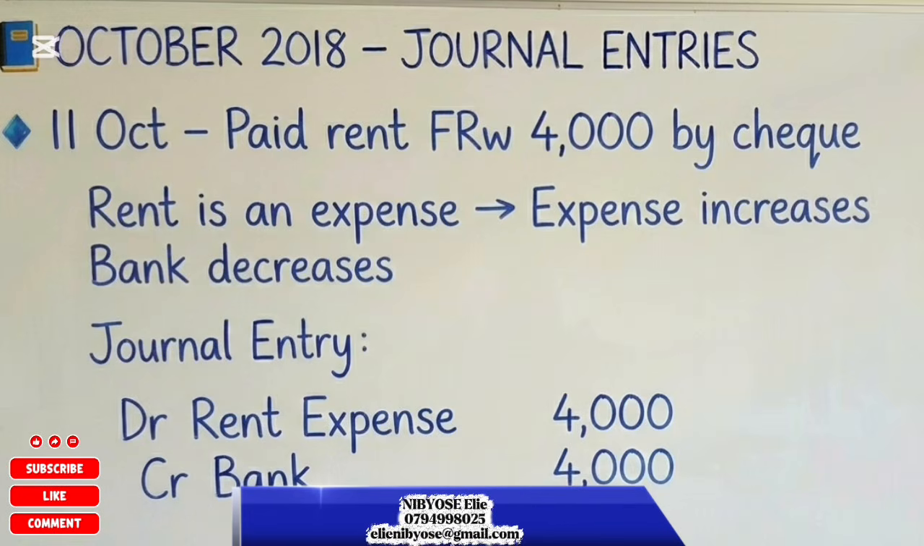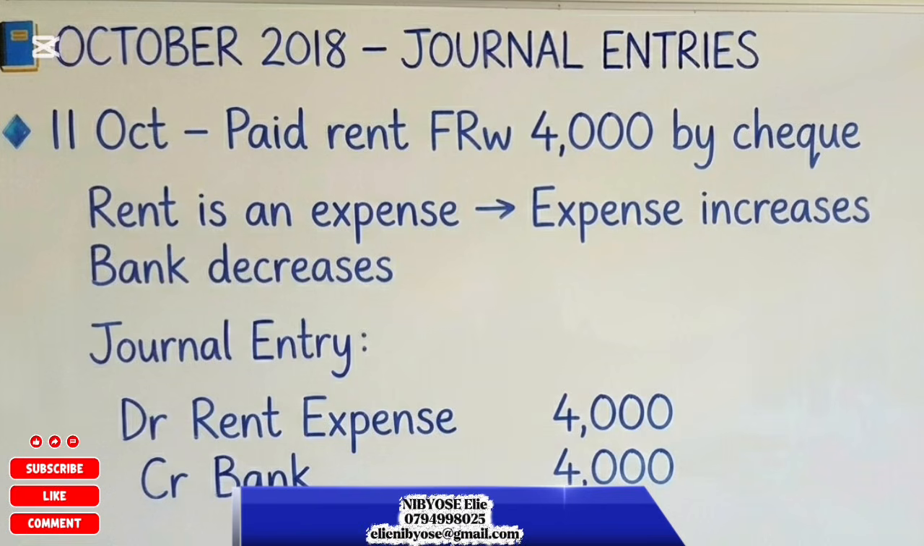On 11 October, the company paid rent of 4,000 by check. So here the rent is an expense. And remember that when expenses increase, we debit, and when expenses decrease, we credit. And here expenses are increasing because they are being paid by the company.